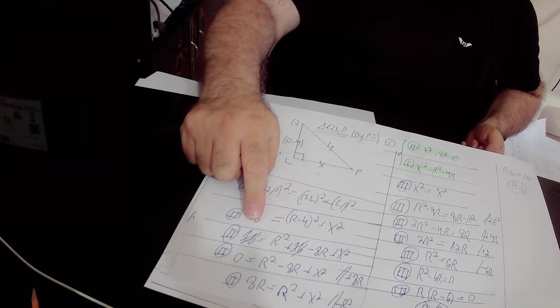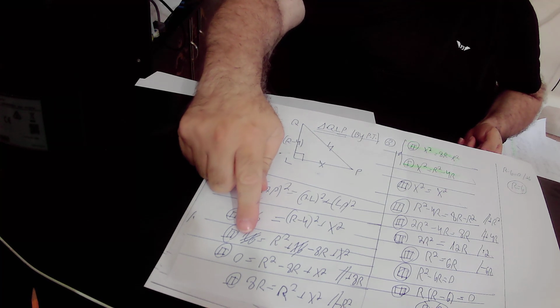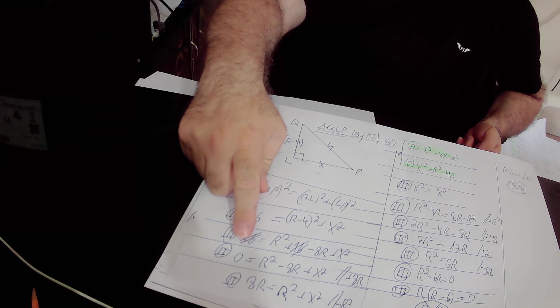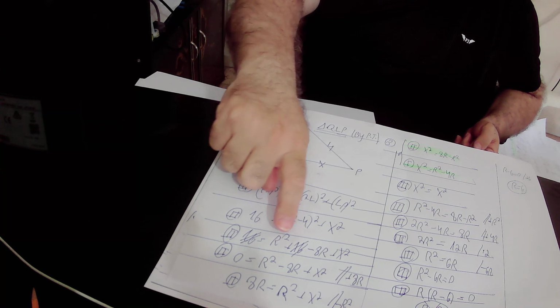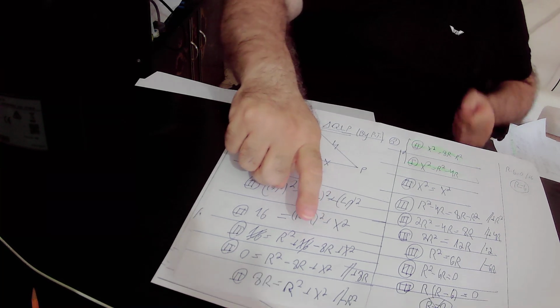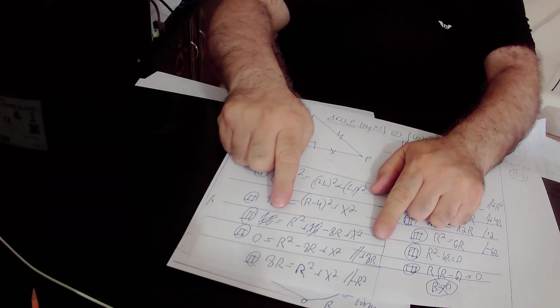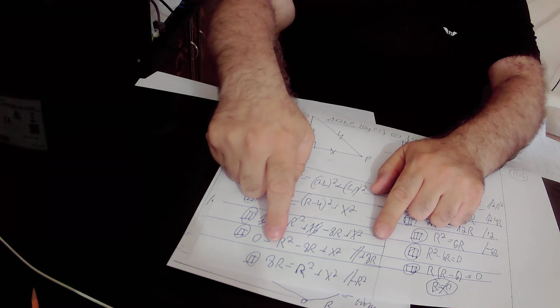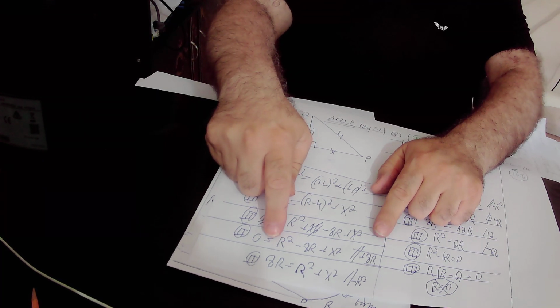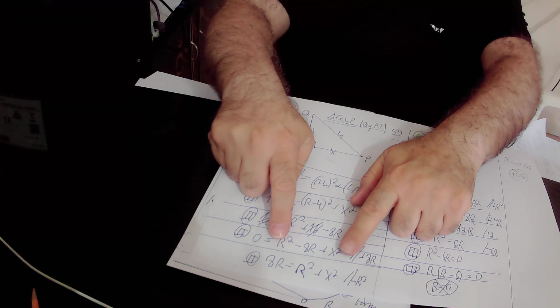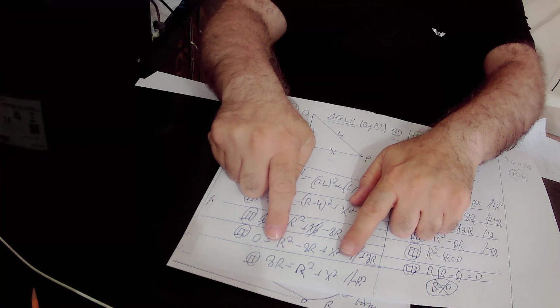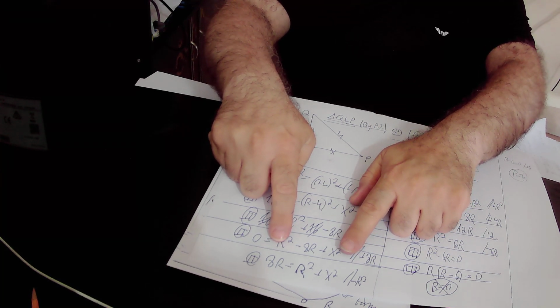So what is left from equation number 2 after we cancel 16? On this side of the equation nothing is left, so we have 0, which equals R square minus 8R plus X square. Here we added 8R to the equation and found that 0 plus 8R is 8R, and it is equal to R square plus X square. So according to equation number 2, 8R equals R square plus X square.